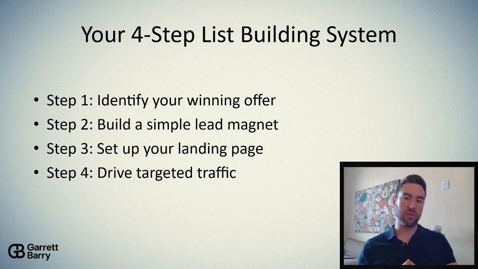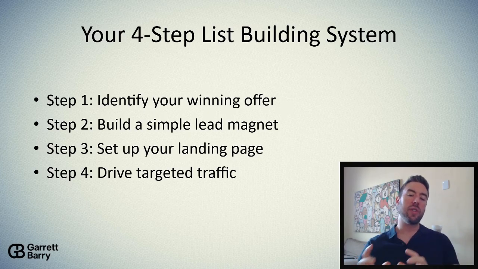Now, here is your 4-step list building system. This is what I'm sharing with you today, what I personally use. Step 1 is going to be identifying your winning offer. What product are you going to be promoting as an affiliate to make the most amount of money? Step 2 is building a simple lead magnet. This is a free thing that we're going to give away in exchange for a person's email address. Step 3, this is setting up your landing page. How do you easily and naturally create a page to capture their email? And then step number 4 is driving targeted traffic and clicks to that funnel.